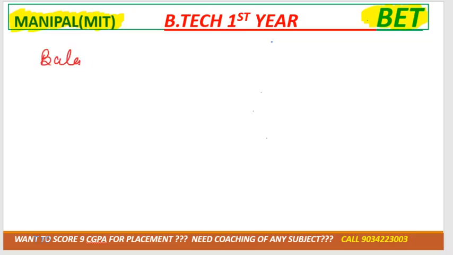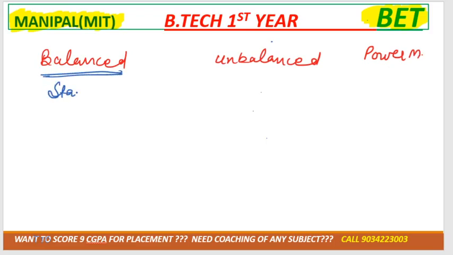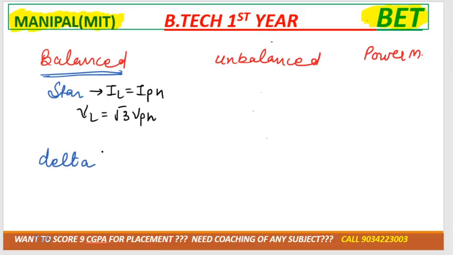One is the balanced, another one is the unbalanced, another one topic is the power measurement, right? For the balanced, we'll have balanced star and balanced delta. In case of balanced star, line current would be equal to phase current, and line voltage must be equal to √3 times the phase voltage. But in case of delta balance, we'll have the formula VL is equal to VPH and IL is equal to √3 IPH, right?